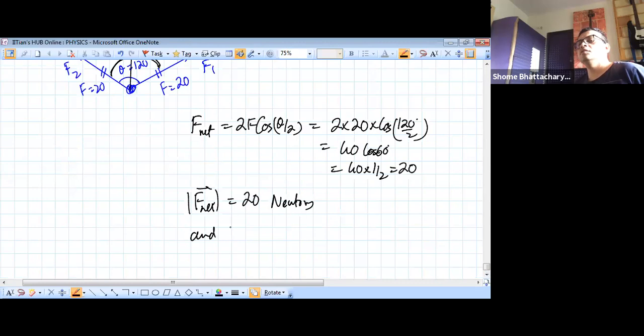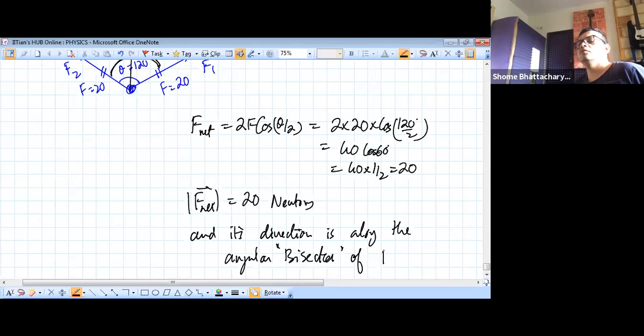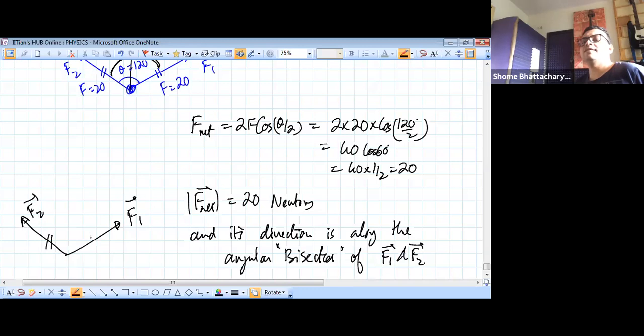And its direction is along the angular bisector of F1 and F2. So this is F1 and this is F2. As long as this magnitude is equal to this magnitude, the resultant will have to be such that this angle is equal to this angle, equal to theta by 2. So that is the idea.